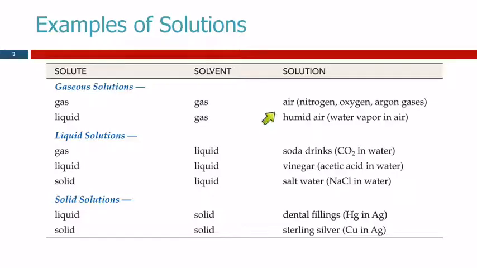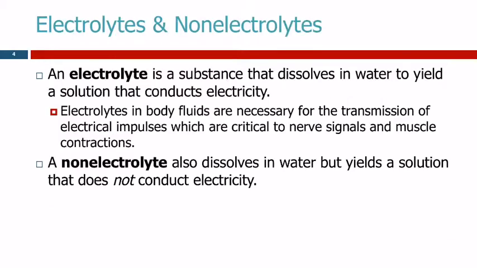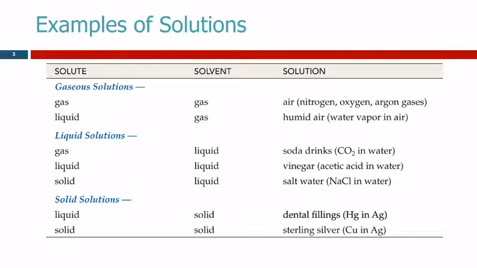In air, we have nitrogen, oxygen, and argon gases as the primary gases, and there are some other ones as well. The primary gas is nitrogen, so that would be considered the solvent, and the other gases would be the solutes. We can also have liquids dissolved in gases. There's also water vapor in the air. Humidity is liquid water dissolved in the gaseous air.